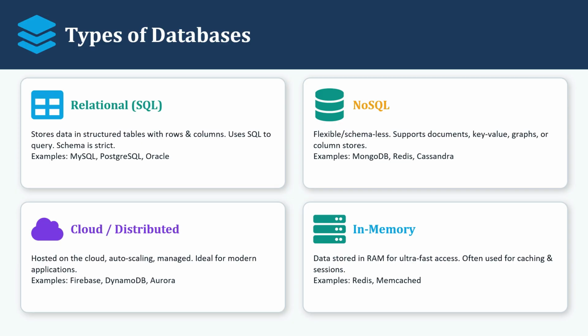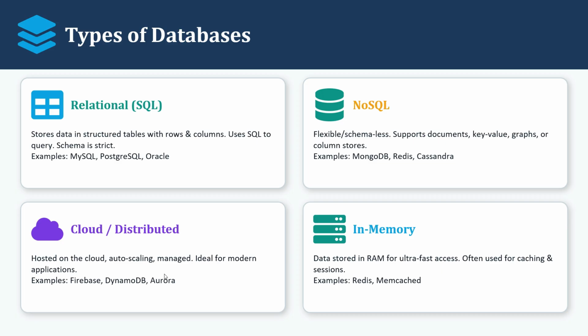So let's zoom out and look at the four main types of database. First we have relational or SQL databases. They have structured tables, a strict schema, and are queried with SQL. Examples of relational databases are MySQL, Postgres and Oracle. And the second one we have is NoSQL. It is flexible and schemaless, and supports document, graph, and key-value pair. So we store data in key-value pairs, and its examples are MongoDB, Redis and Cassandra.